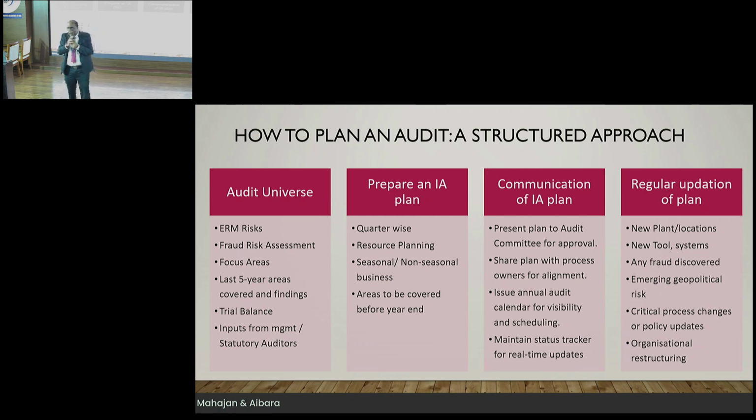For example, one of the inputs for an audit universe would be the ERM risk. What are the risks which are relevant for an organization? If as part of the ERM, there is a vendor concentration risk, that most of the items are being procured from a vendor, like the top 5 vendors, procurement is around 80%. So that becomes one of the critical areas which we need to consider while preparing the audit plan.